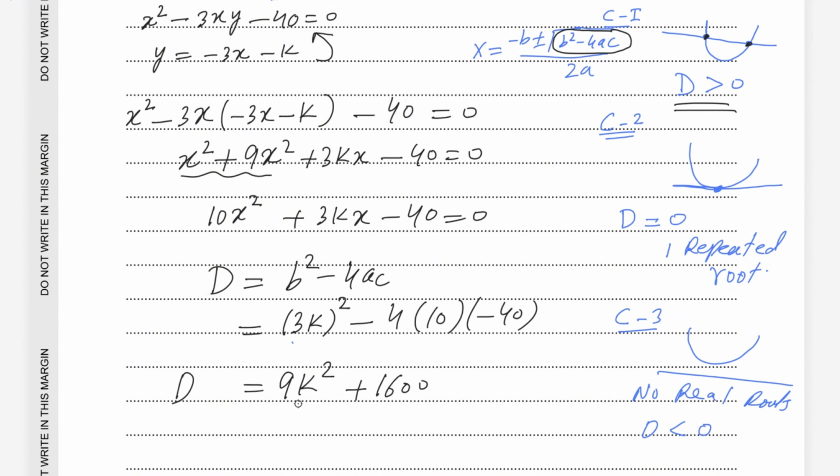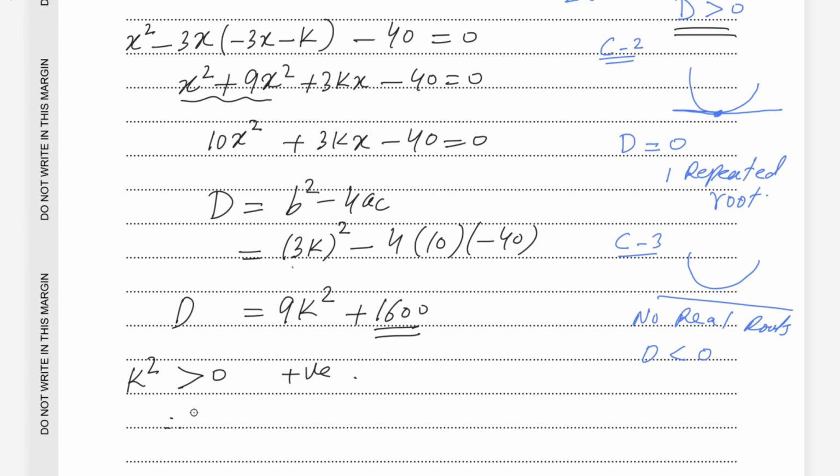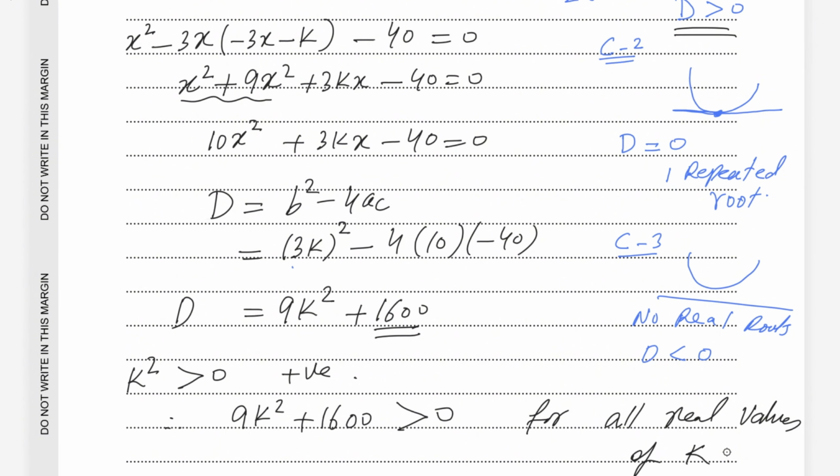If you notice that this is already positive, we know that k square is always greater than 0. It is positive, it is always positive. Therefore we can write as this one, 9k squared plus 1600 is always greater than 0 for all real values of k. You understand?